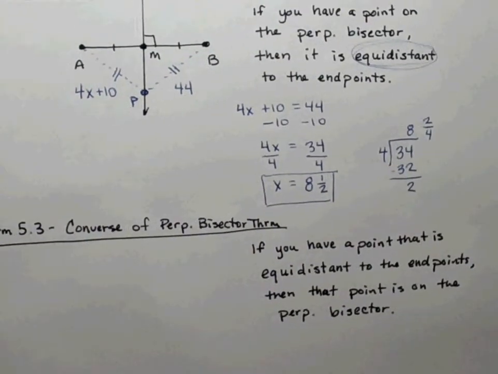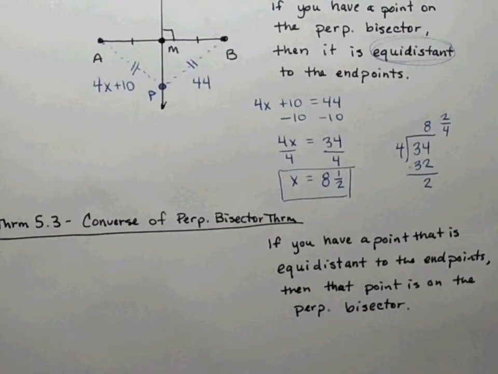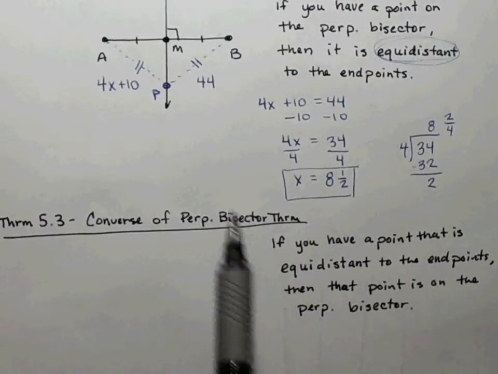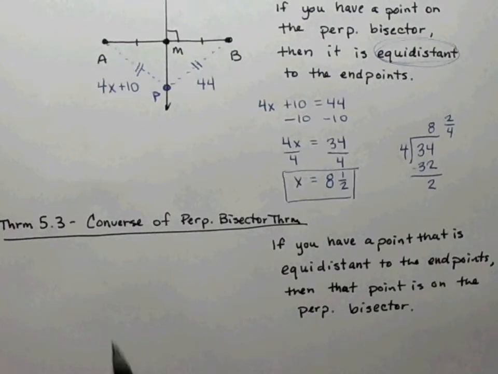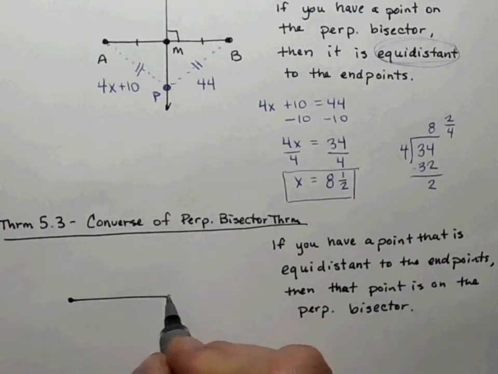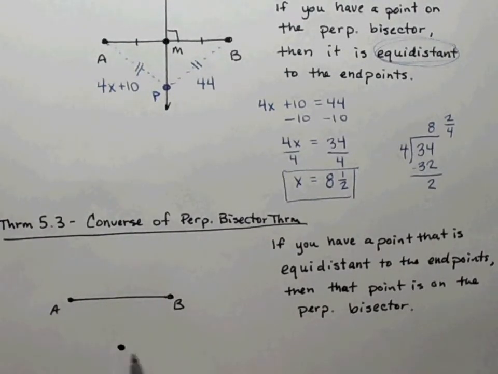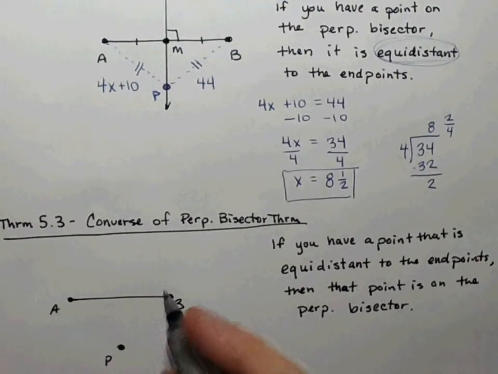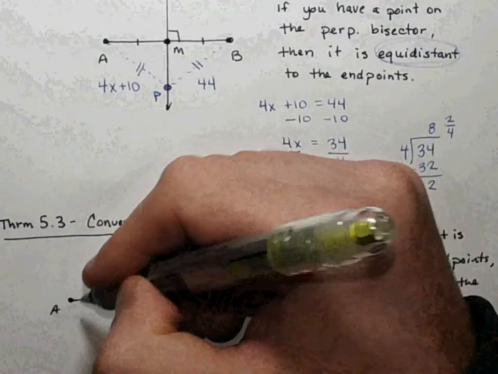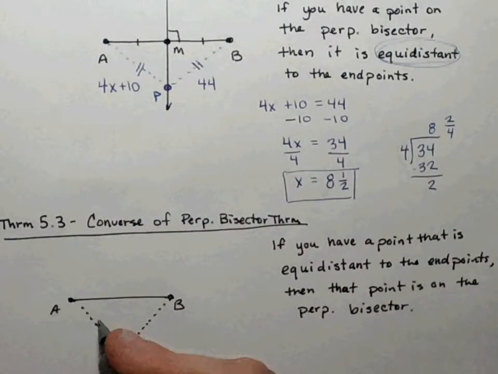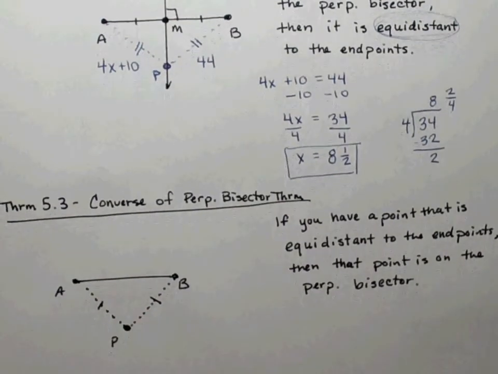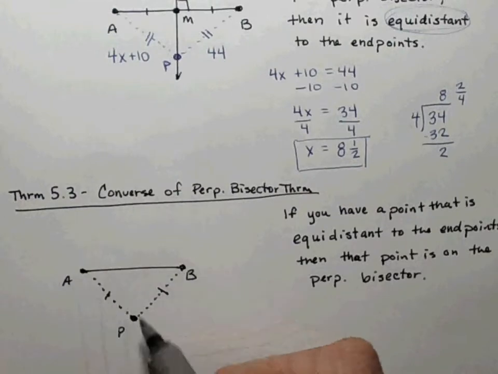If you have a point that is equidistant to the endpoints, then that point is on the perpendicular bisector, right? So it's the same thing as this, we're just going backwards. Let's say that we have segment AB again, and out here we have point P. When I measure the distance from point P to point B and from point A to point P, I find out that these distances are the same.